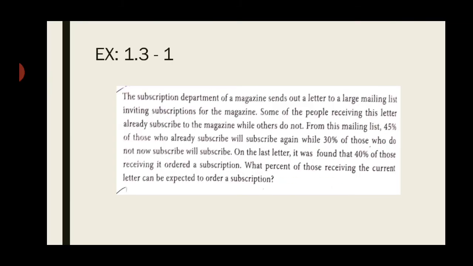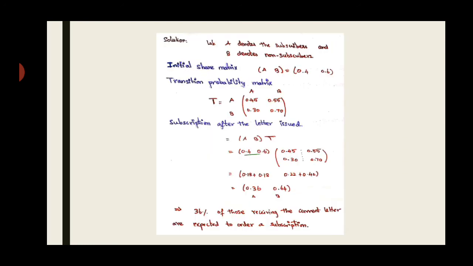So this one sum is different. That's why I taught this sum at last. So please read the question carefully. Then frame the transition probability matrix and initial share matrix. And now the question is very simple. What percentage of those receiving the current letter can be expected to order a subscription? Okay, now after one letter issued, what is going to be the response? That is the question. So subscription after the letter issued.